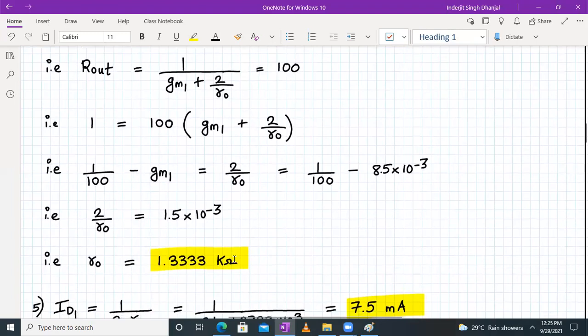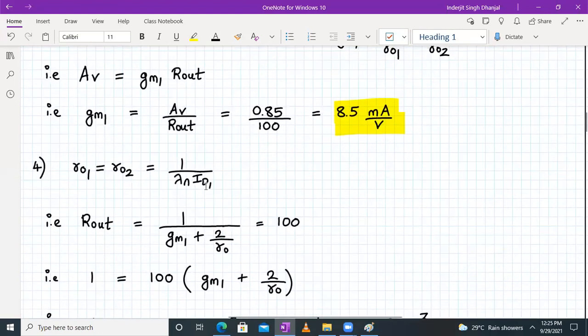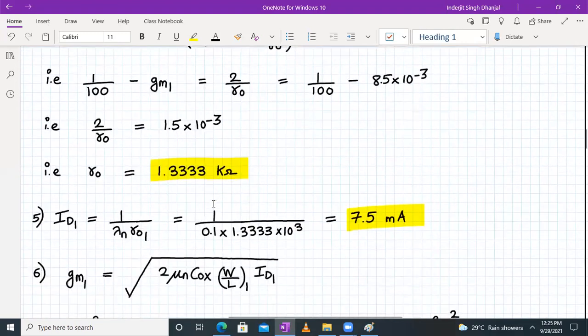So that will be equal to RO1 and that also will be equal to RO2. Now, ID1 is given as 1 upon lambda n RO1, right? From your formula only. So here RO1 is 1 upon lambda n ID1. So ID1 will be 1 upon RO1 into lambda n, right?